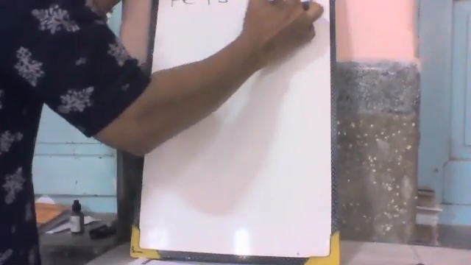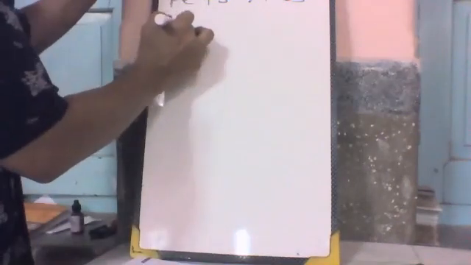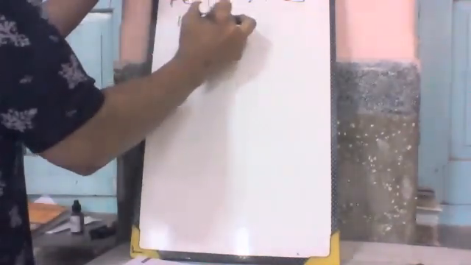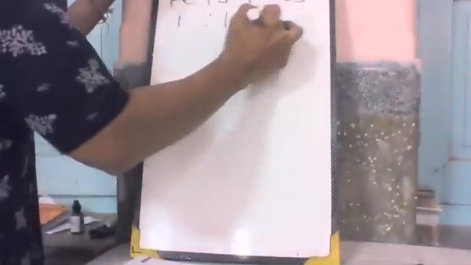Characteristics of compounds. It is made up of two or more elements chemically combined in a fixed ratio. See here, the characteristics of this. It is the combination of two or more substances, combined in a fixed ratio, like one atom of iron and one atom of sulfur. So it is in a fixed ratio.